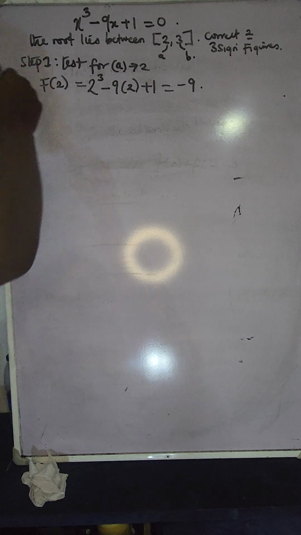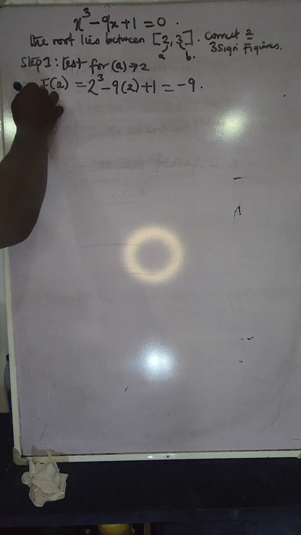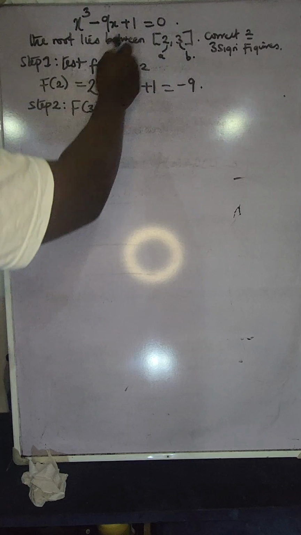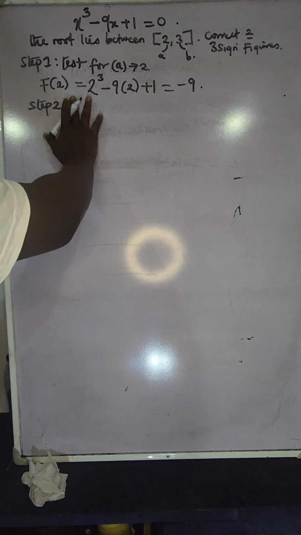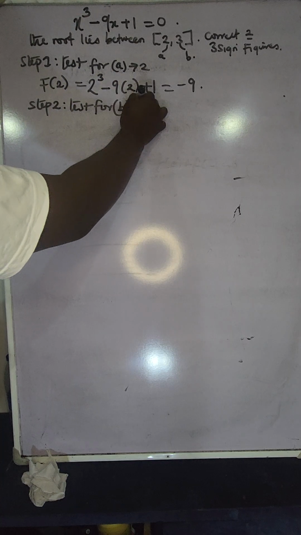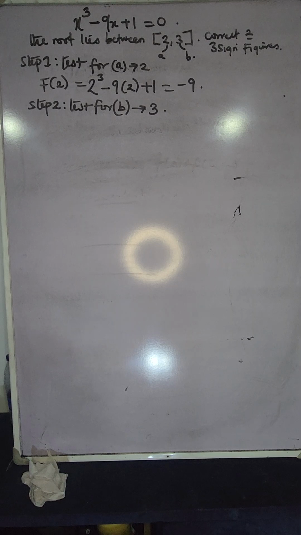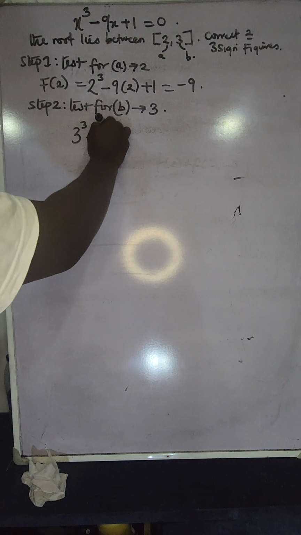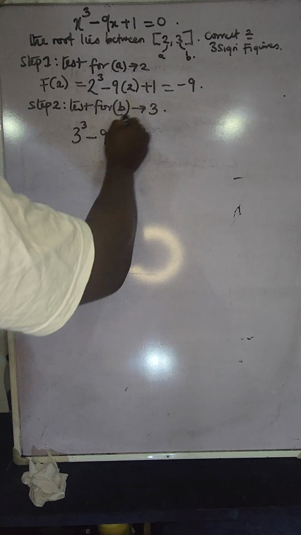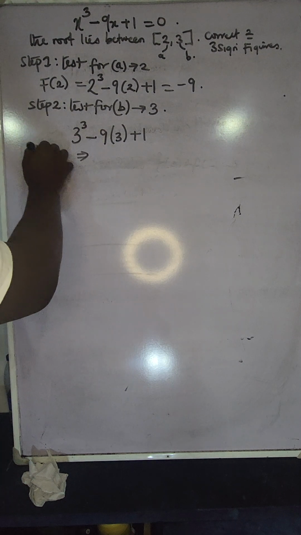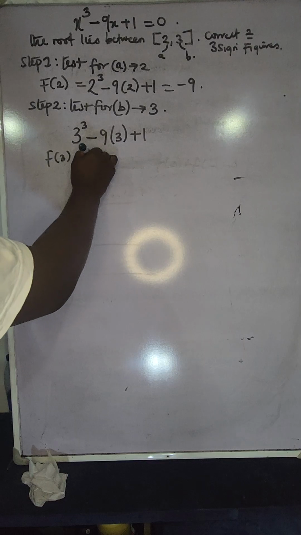Now, the next step, step 2, is f of 3. We're testing B now. Test for B, and B is 3. So we are placing 3 into the function. That's 3 to the power of 3 minus 9 into bracket 3 plus 1. So when you test for B, your answer will be f of 3 is 1.